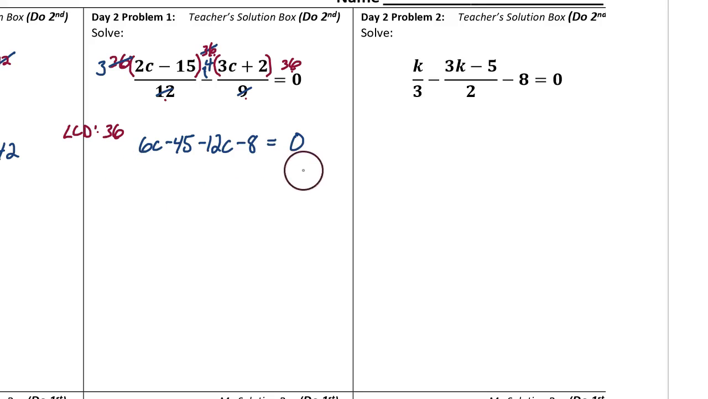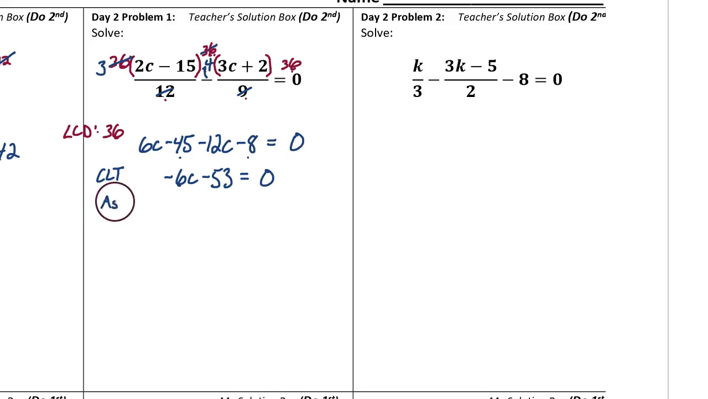Now let's solve this equation. It no longer has fractions. We can combine like terms. 6c minus 12c is negative 6c. And we can combine constant terms. Negative 45 and negative 8 combine to negative 53. And that's equal to 0.